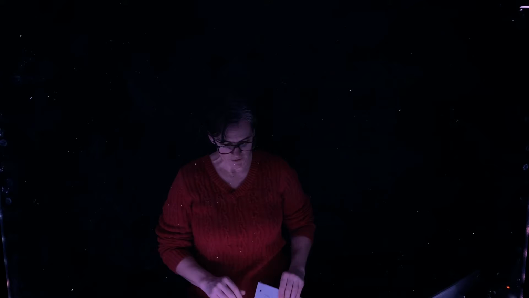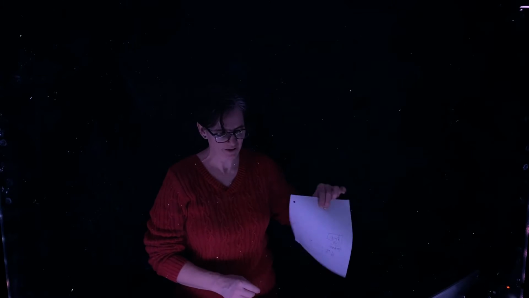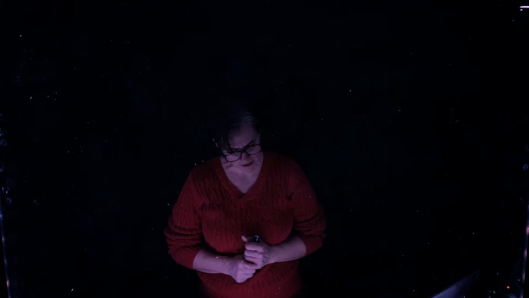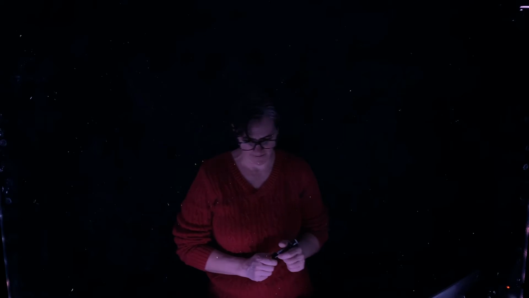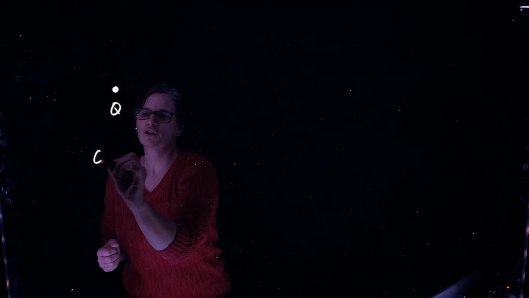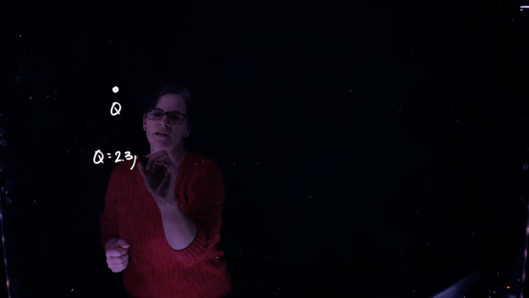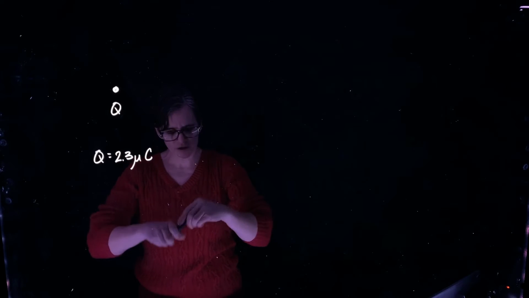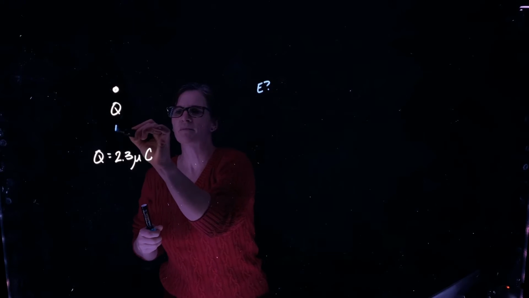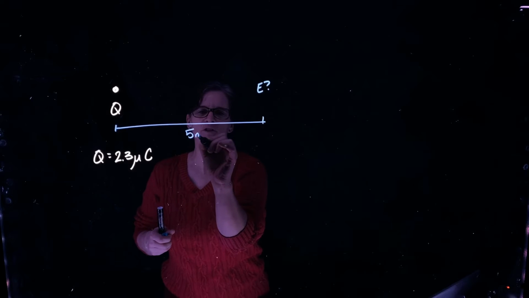Okay, we're going to look at a practice problem that just introduces the idea of an electric field. And this question reads, what is the magnitude and direction of the electric field produced by a charge Q equal to 2.3 microcoulombs at a distance of 5 meters away? Okay, so we have a charge Q where Q is equal to 2.3 microcoulombs. And we're interested in what is the electric field 5 meters from charged particle Q.